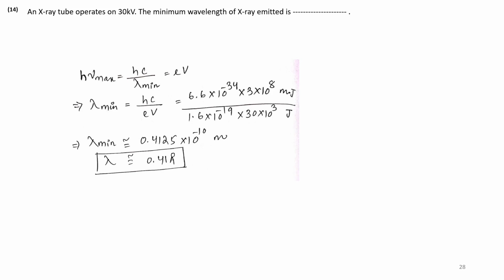So λ minimum will be hc divided by eV. Substitute all the values like the h value, c value, and electronic charge and voltage. Voltage is given in the problem. Now substitute all that and do the problem. You will get λ minimum equal to 0.4125 × 10^-10 meter. So the wavelength is 0.41 angstrom.